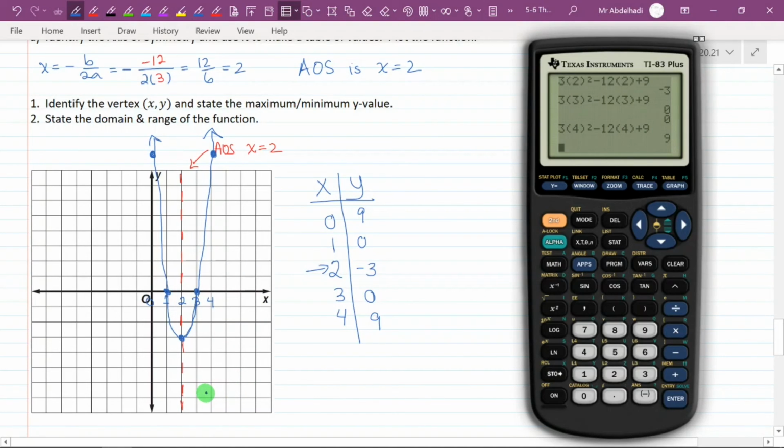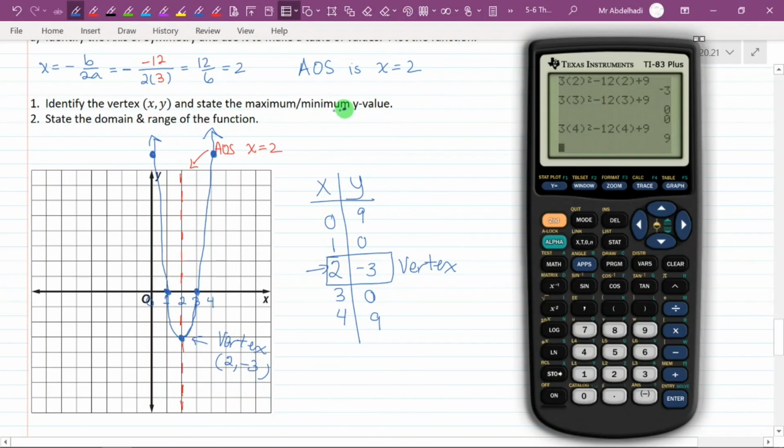That's your graph. Now, the next part is identify the vertex, that center point. Well, here it is. What are the coordinates of the vertex? It looks like the vertex here is 2, negative 3. And it's actually this point right here. This is the vertex, the center point of the parabola.